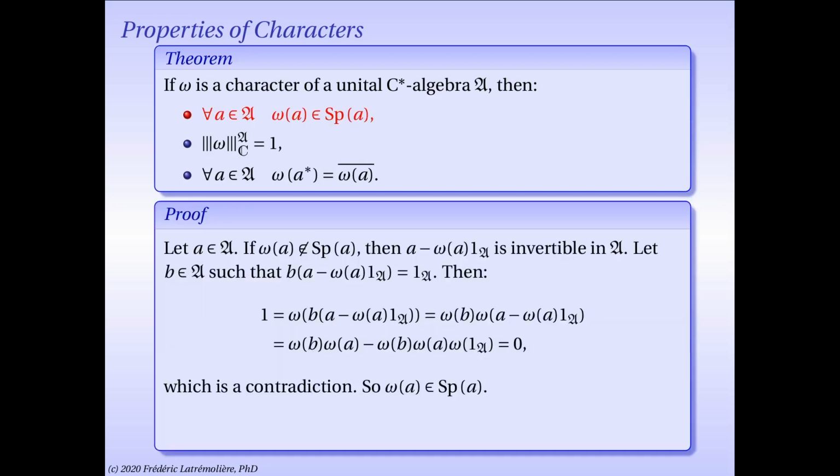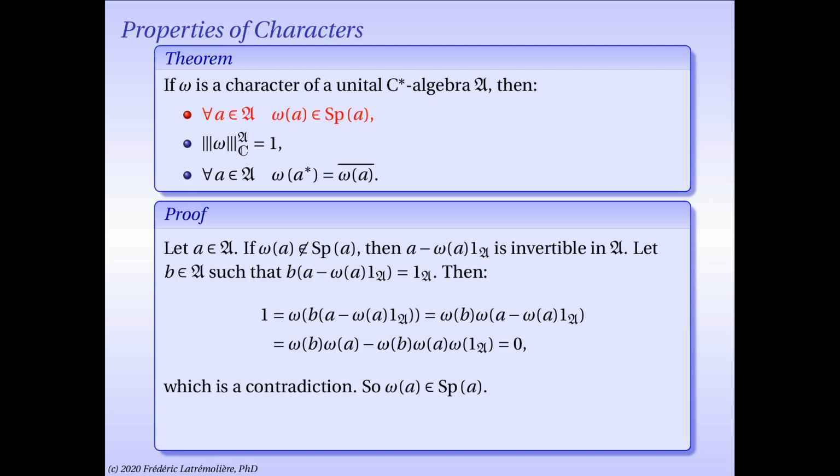So let's start with our first observation. Let's pick an element A in our C-star algebra, and let's assume that for the character omega, omega of A is not an element of the spectrum of A. So that means, by definition of the spectrum, that A minus omega of A times the unit of A is an invertible element in our C-algebra.